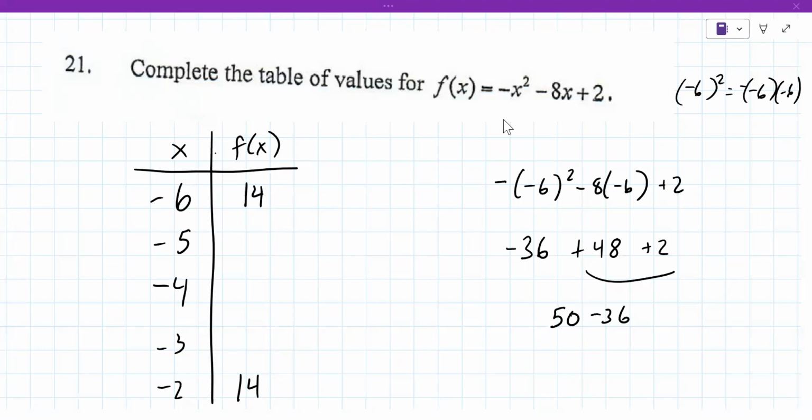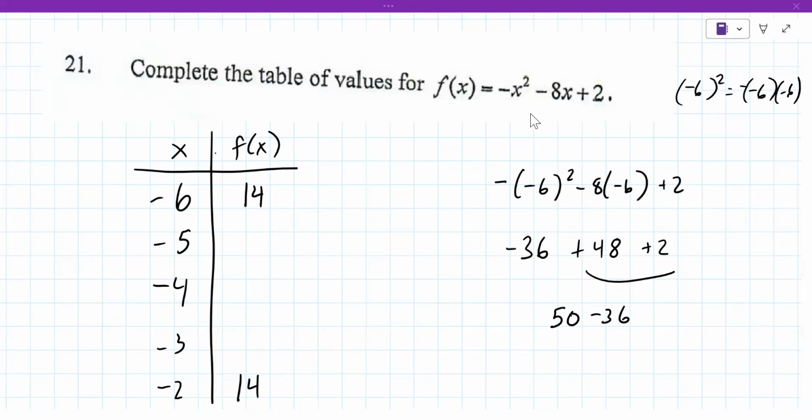So it would be like negative parentheses -3 squared minus 8 times -5 plus 2. 40 plus 2, and then that would be -9. 42 minus 9. Would it be 33? It's not 33.